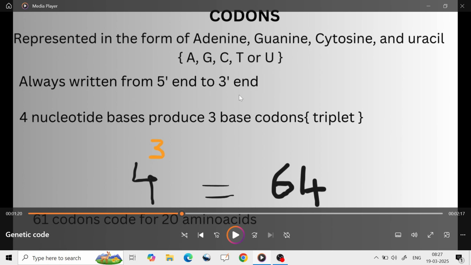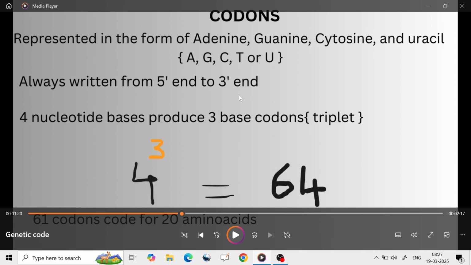So we have 4 different nucleotides, and each codon is made up of 3 nucleotide bases, so the codon is actually a triplet. With 4 nucleotides, the estimate would be 4 to the power of 3, which is 64 codons, and these code for 20 amino acids.